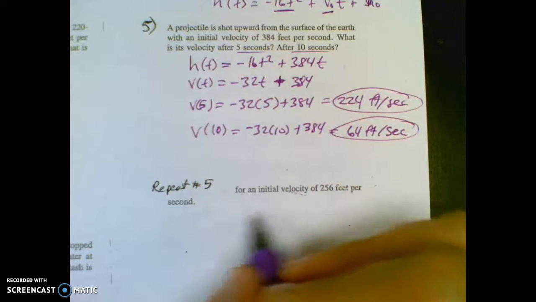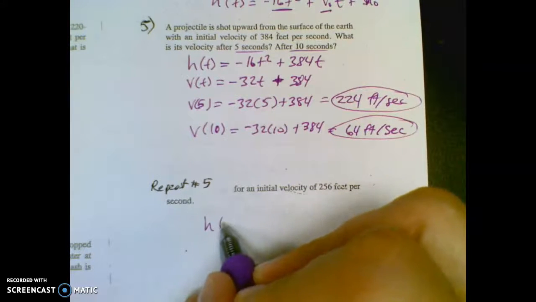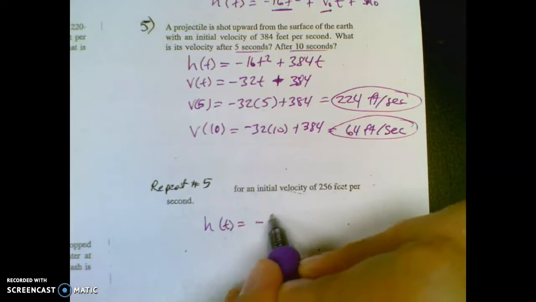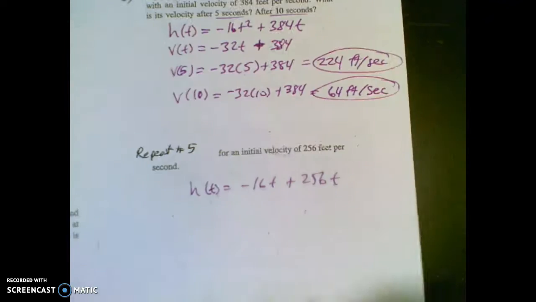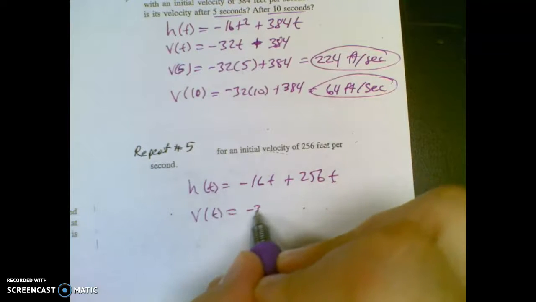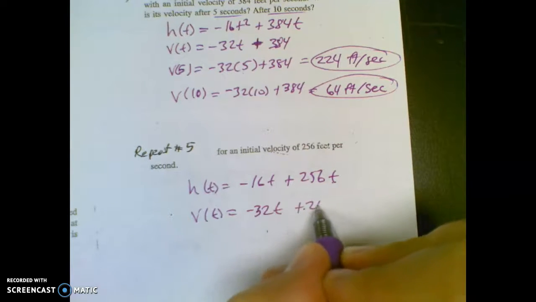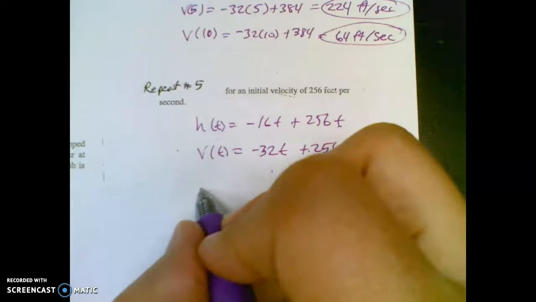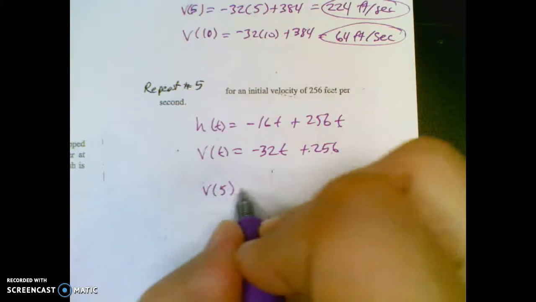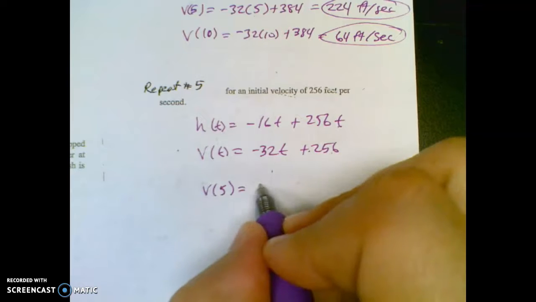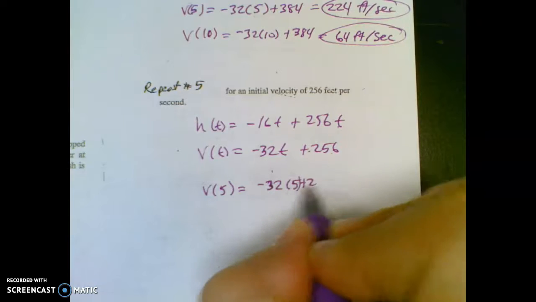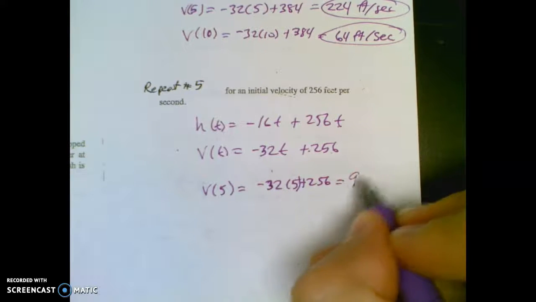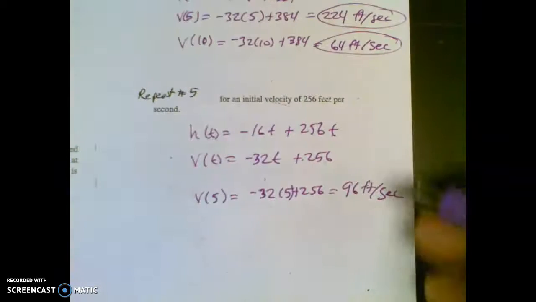And what happens here? So I imagine we have our same projectile being shot upward. So we got gravity. We shoot upward at 256 feet per second. Our velocity equation would now be negative 32 t plus 256. Doesn't look much different. For the first part, at 5 seconds in, you're going to have negative 32 times 5 plus 256. That's going to equal 96 feet per second. Not surprising that's lower because I shot it at a slower speed, right?